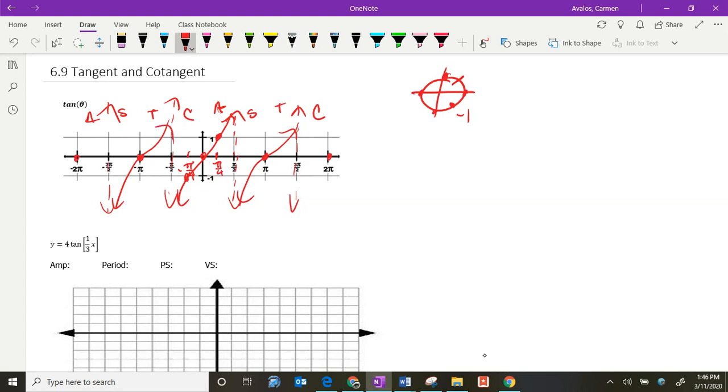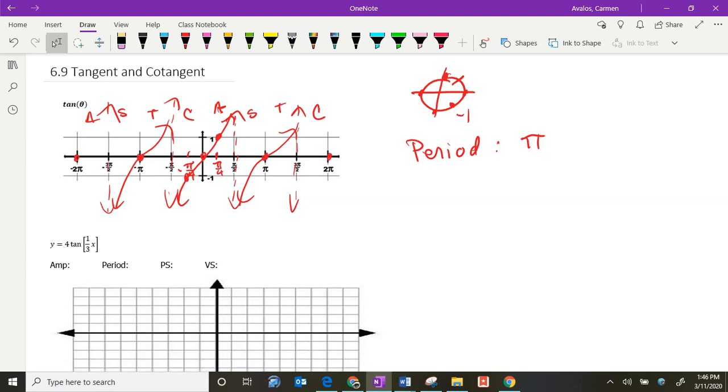So what do we know about this parent function? This parent function has a period. That means that it repeats every pi. This is half a pi. So this here is half a pi and this here is half a pi. So it has, unlike sine and cosine, a period of pi.